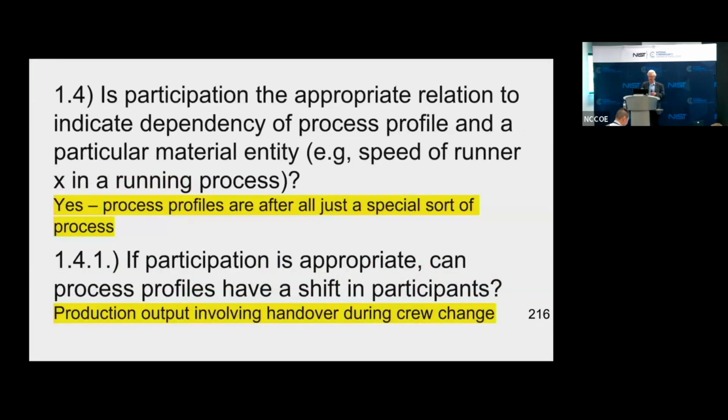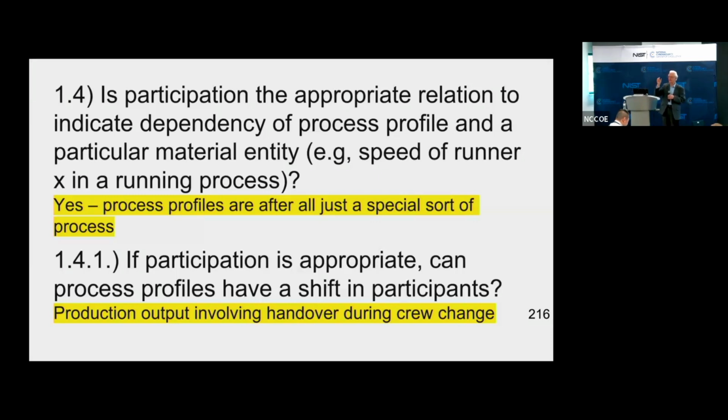So I'll read Milos's question. Is participation the appropriate relation to indicate dependency of a process profile on a particular material entity? The problem here goes back to the plant, which goes from being green to being brown. Is the color the thing which participates in that process profile? Or is it the plant?